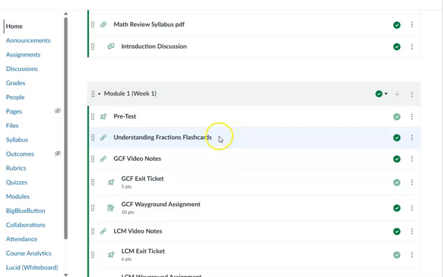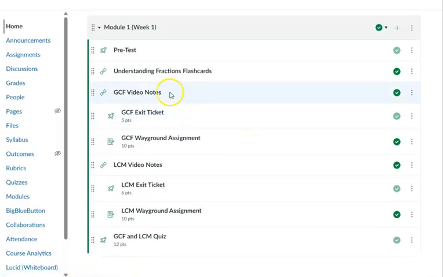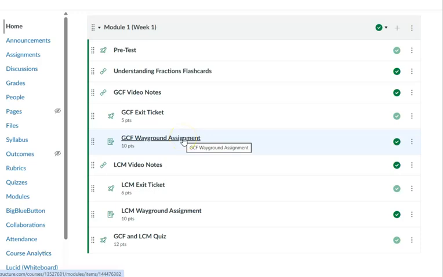The students would be responsible for studying these fraction flashcards throughout the course because they would have a quiz on these at the end of the course during week 6, but before their final exam. After these two things, the remainder of the course follows the same pattern. There would be video notes, exit ticket, and then an assignment based on the notes. So week 1 is greatest common factor.